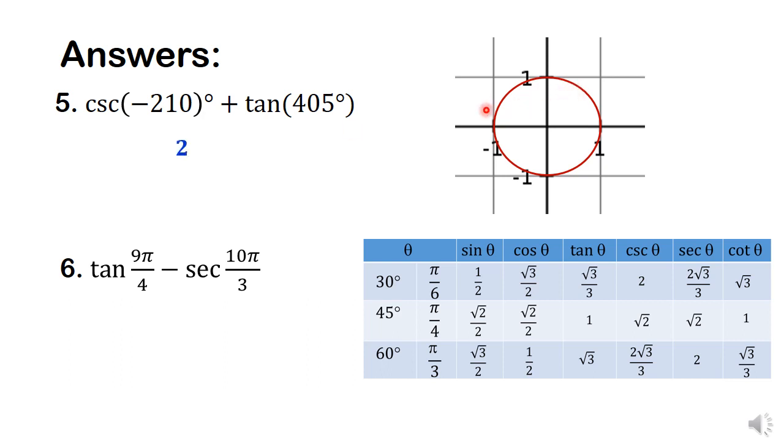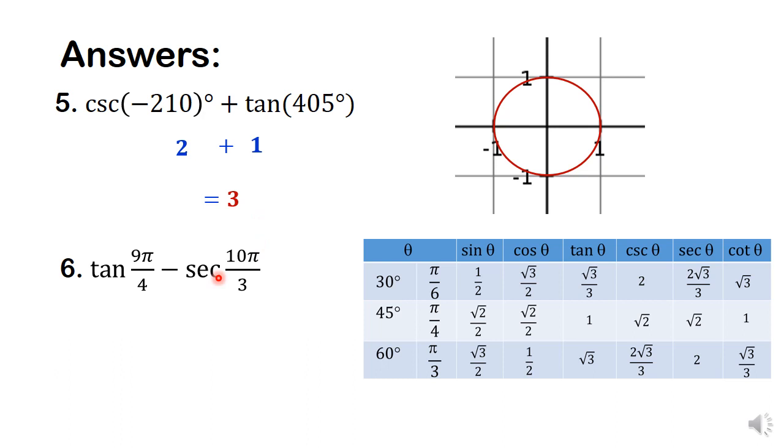405 naman. Mas pipiliin natin isulat muna siya as 360 plus 45. So, 45 degrees yung associated sa kanya na reference angle. 360, di ba, plus 45. So, it's coterminal with 45 degrees, which is on the first quadrant rather. So, tangent yung kailangan natin. So, it's 1. Okay, so it will be 2 plus 1. So, the answer here is 3. I hope you got that one correctly.